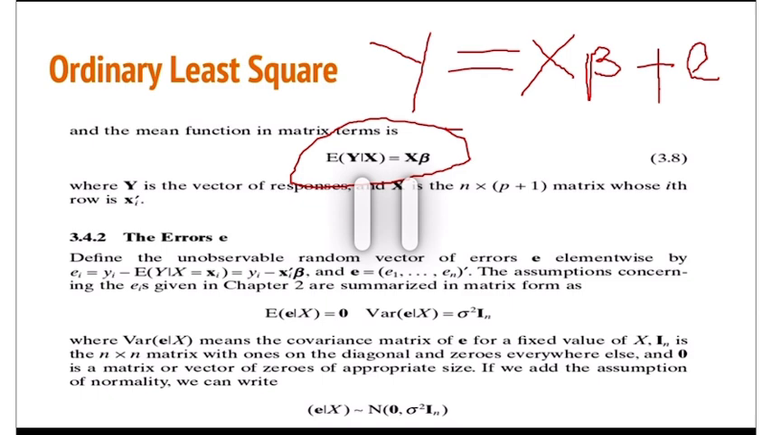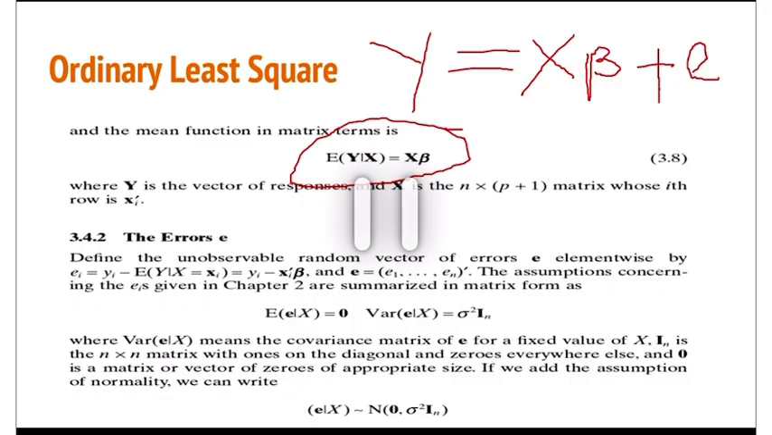Why do I have equation 3.8? Taking the expectation of both sides, the expected value of the error is equal to 0. You remember the assumptions underlying the use of the simple linear regression model; they are also going to be repeated in a multiple linear regression model. So the model is y equals x beta plus the error, and y is going to be a vector, x is going to be a matrix, beta is going to be a vector, and the error is going to be a vector.